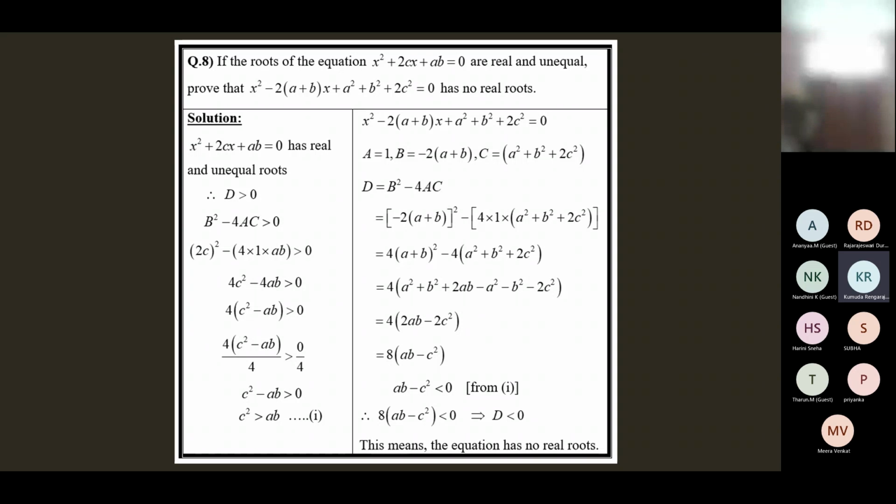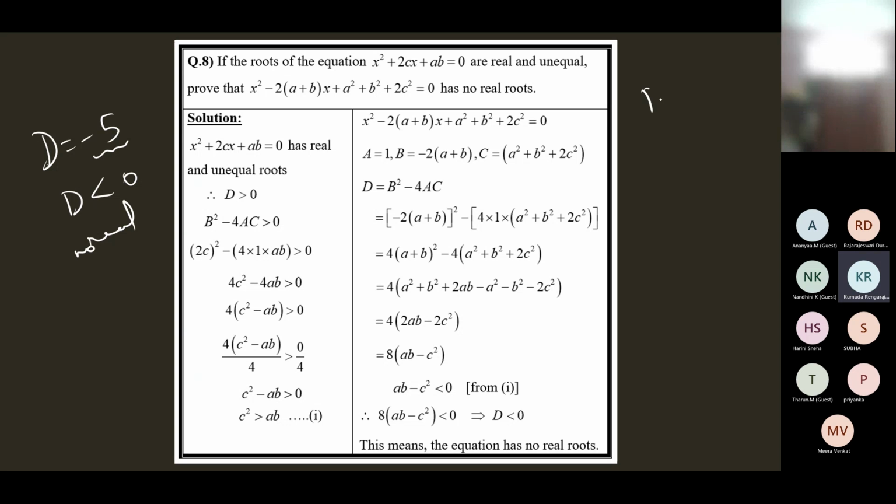See, from all these sums, what are you learning? You're learning how to interpret an expression. Now, when you get D as a numerical value, like if you get D is equal to minus 5, you know minus 5 is negative. That means D is less than 0. So, no real roots.